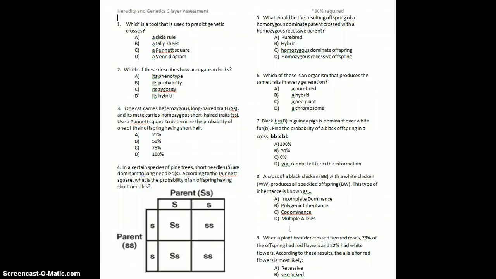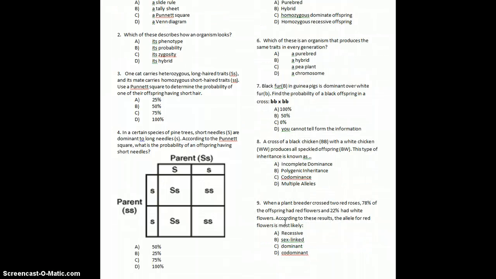Number 8. A cross of a black chicken, capital B, with a white chicken, capital W, produces all speckled offspring, capital B, capital W. This type of inheritance is known as A, incomplete dominance, B, polygenic inheritance, C, codominance, or D, multiple alleles?